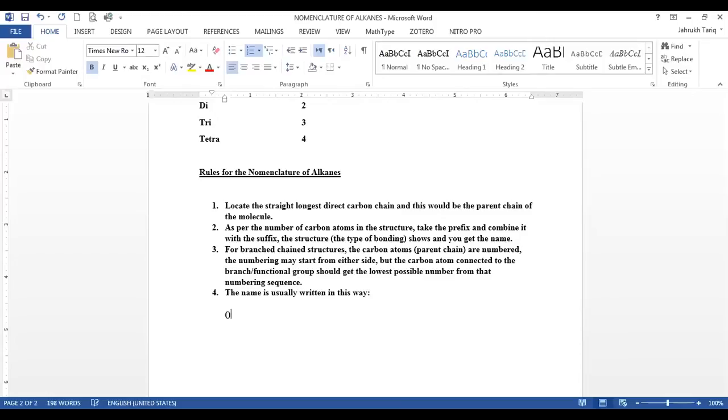Okay, the name is usually written in this way. First of all, the number of the carbon atom in the parent chain the branch is directly connected to. Then comes a hyphen or dash.